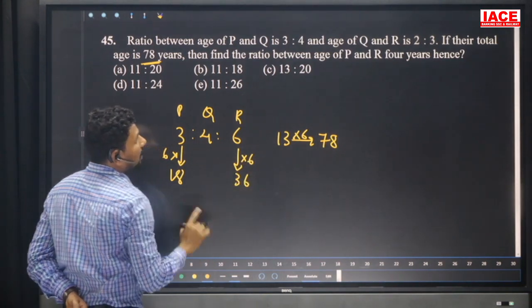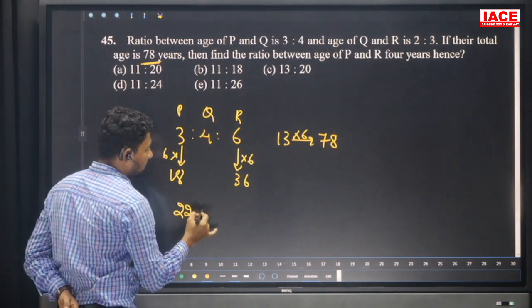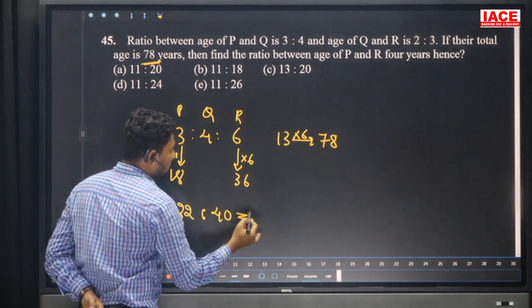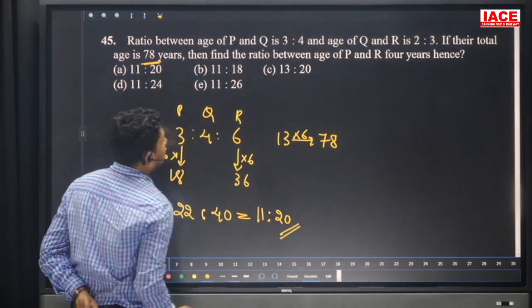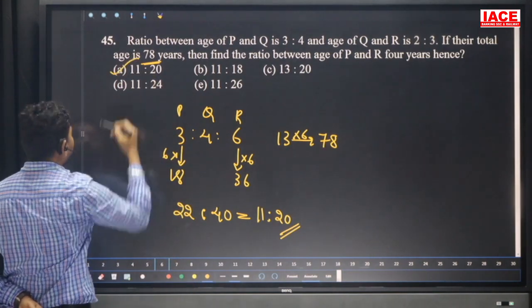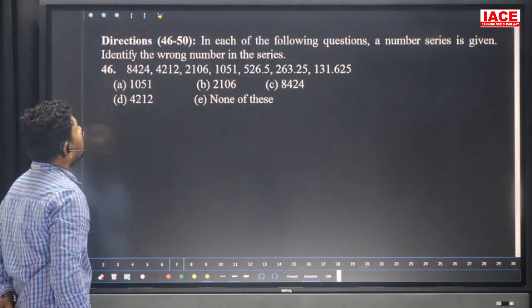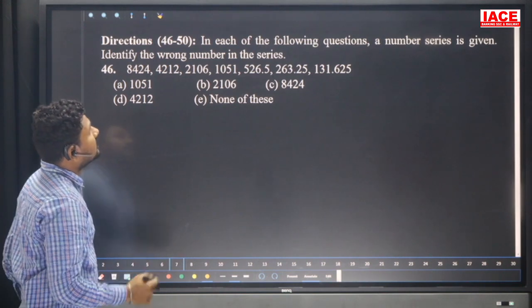But we need the ratio after 4 years. After 4 years the values are 22 is to 40. Both terms cancel with 2: 2 11s, 2 20s. That means our answer is 11 is to 20. Our option is A. Next, we have a wrong number series question.